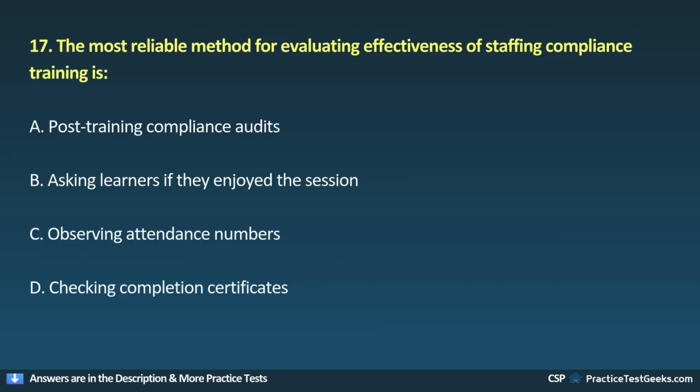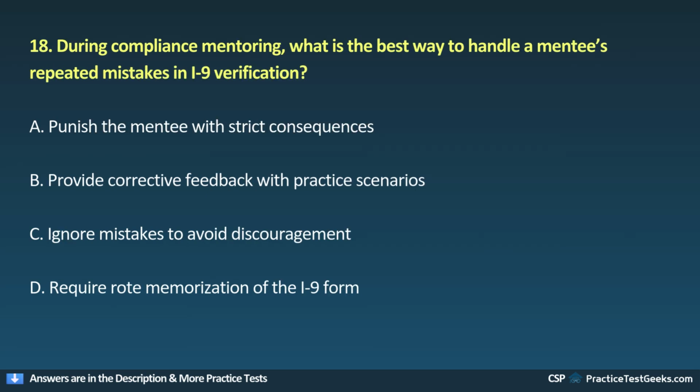17. The most reliable method for evaluating effectiveness of staffing compliance training is A. Post-training compliance audits. B. Asking learners if they enjoyed the session. C. Observing attendance numbers. D. Checking completion certificates.